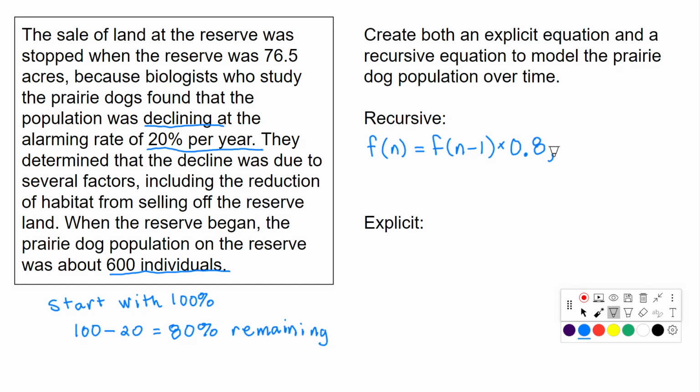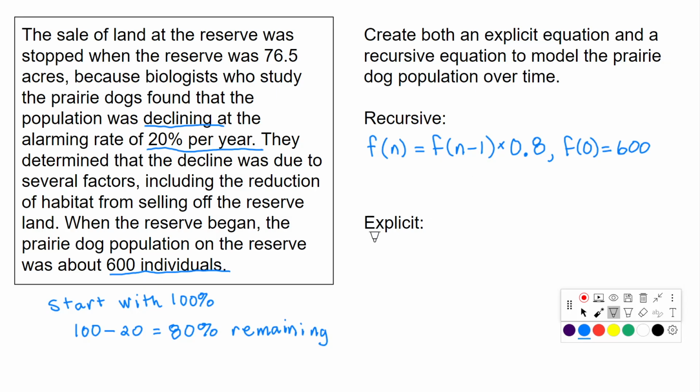I also need to say where that population started, and typically whenever you're talking about a population, whether it be the number of bacteria, people in a city, prairie dogs, we start with f of 0. And in this case it's f of 0 equals 600. So make sure when you're writing the recursive you also include where you are starting, in addition to writing what is happening over and over and over again.